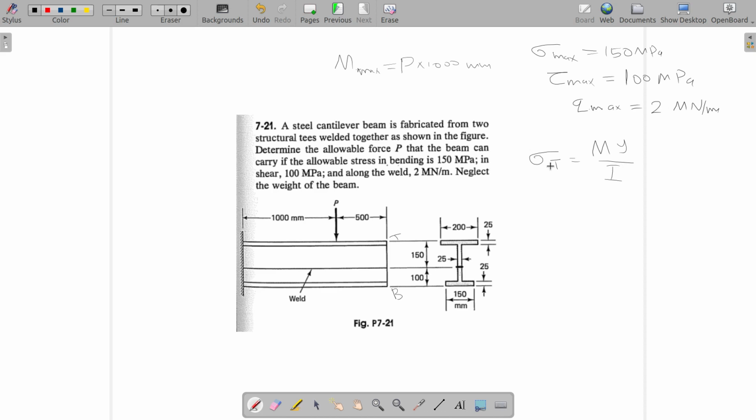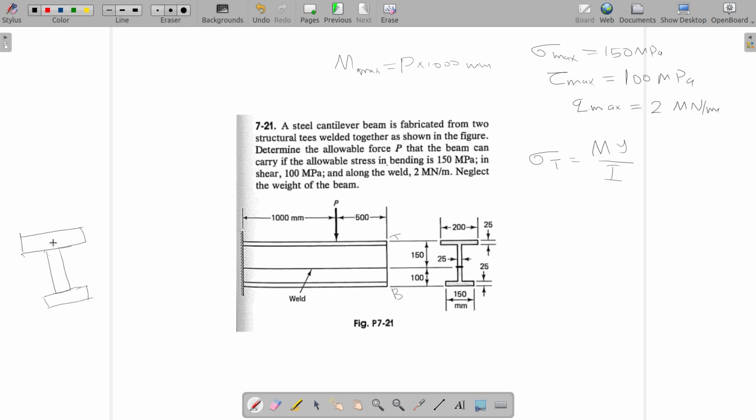And in My by I, what is y there? Y is the distance between the neutral axis and the point which you are considering. So your next job will be to find out the location of the neutral axis, which is nothing but the centroid of the whole section.